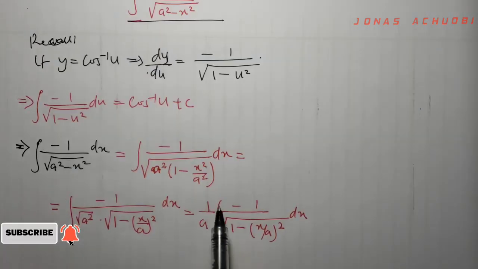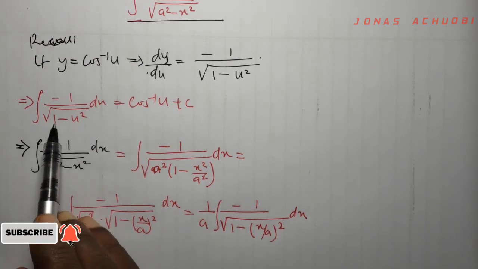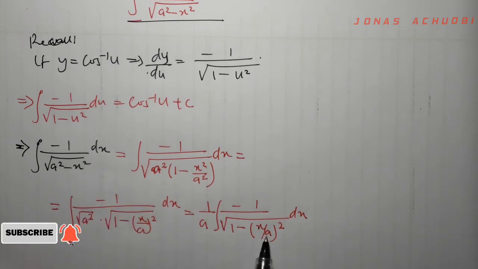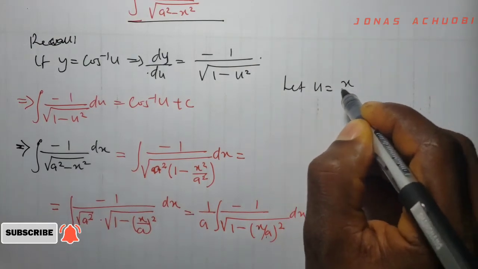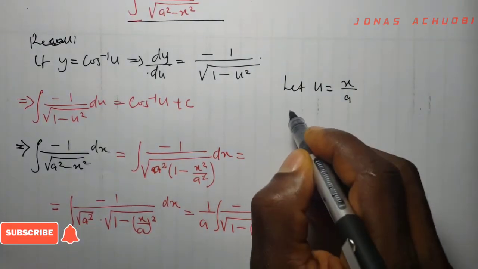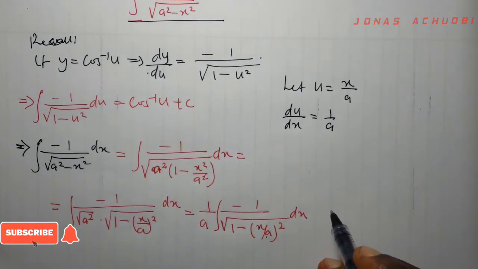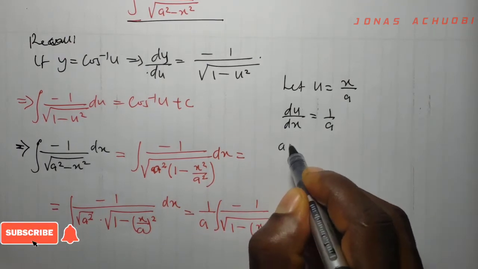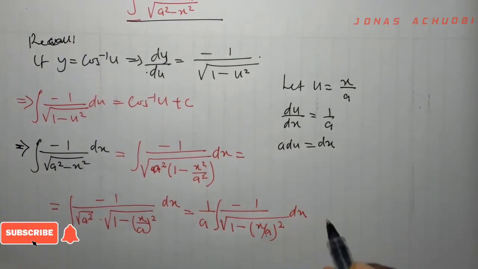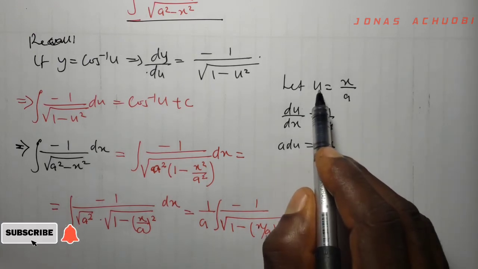If we now compare what we have here with what we know, we observe that we have 1 here and there's 1 here, but where you have u, here you have x over a. So we say let u be x over a. So that du over dx is 1 over a. Differentiate. We now want to make x the subject of formula. So a du is equal to dx. So wherever we see the dx here, we shall replace the dx with a du, and replace x over a with u.